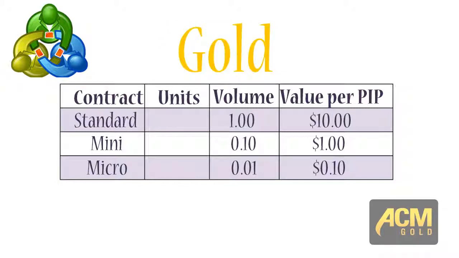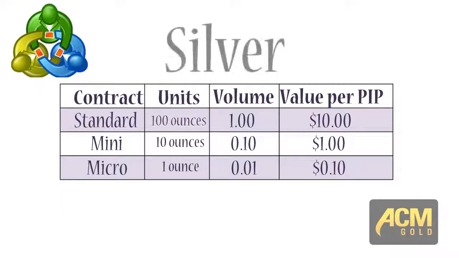Now that we see every instrument we have, here are a few things you should know. Metals are measured in ounces. One standard lot of gold is 100 ounces. This means 1 mini lot of gold is 10 ounces and 1 micro lot of gold is 1 ounce. As for silver, one standard lot is 5,000 ounces. That means 1 mini lot is 500 ounces and 1 micro lot is 50 ounces.